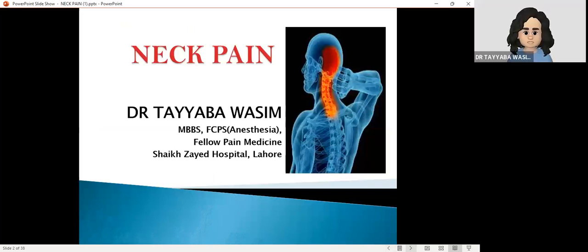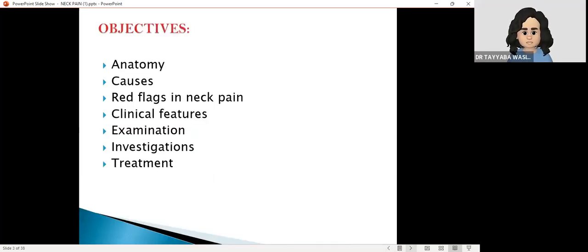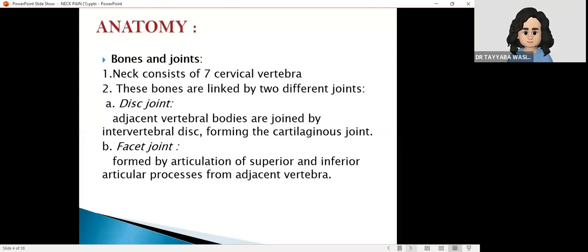The objectives of our discussion today will be the anatomy of the neck, the various causes of neck pain, the red flags in neck pain, clinical features, examination, investigation, and treatment. With reference to the anatomy, we will see the bones and joints. There are 7 cervical vertebrae. The first 2 are distinct in their anatomy. The vertebrae are connected by the disc joint and the facet joint.